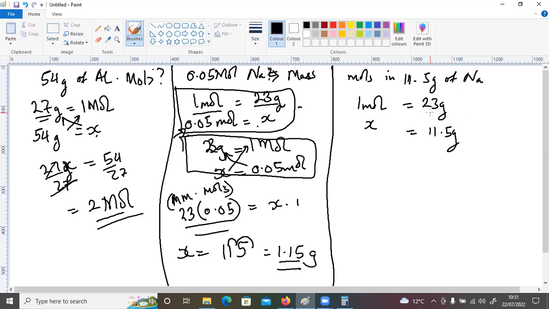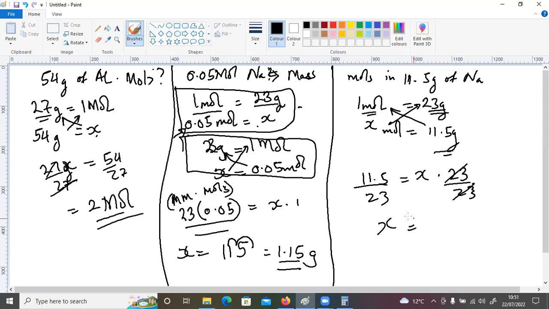As you can see, always write like terms together, grams with grams, moles with moles. Here I know it will be x moles. So I cross multiply, and I'll get 11.5 multiplied by 1 is equal to x multiplied by 23. I divide by 23, and that one will go, so that my x will become what?